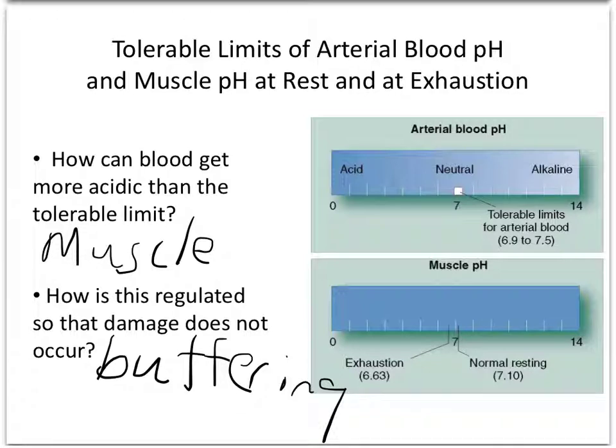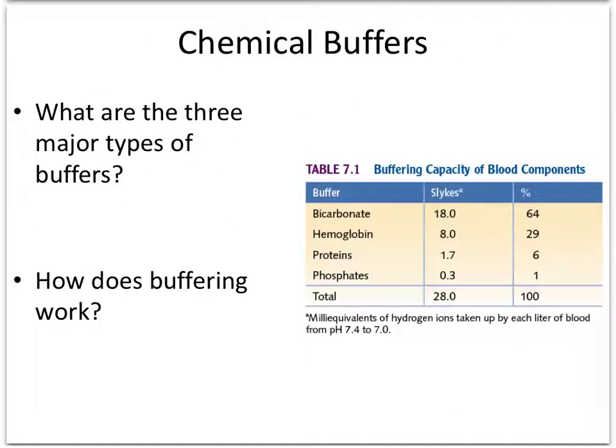Sorry, my handwriting's pretty bad with this thing, but that's what we're going to talk about, these different buffering systems. We've already spent some time talking about one of these, which is the major buffering system, the bicarbonate buffering system. Bicarbonate is the major buffering system that we use, and you can see this table 7.1 shows the percentage of contribution of each of the different types of buffer to your total buffering capacity in the body.